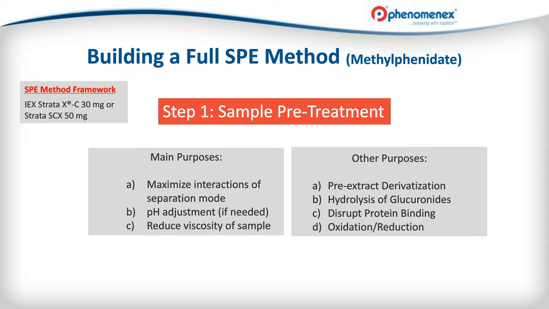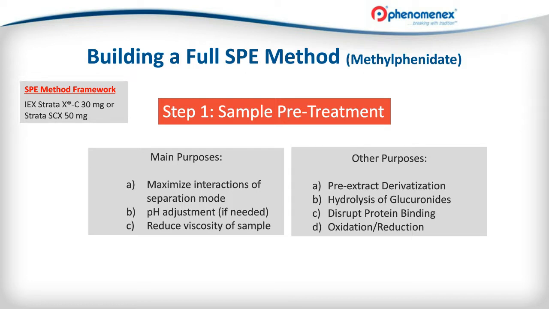The main purpose really, at the very least, is to dilute our sample. If we're working with plasma, for example, we want to homogenize the viscosity of the samples between different wells so that we get more of an even flowing sample. That's important for patient samples.